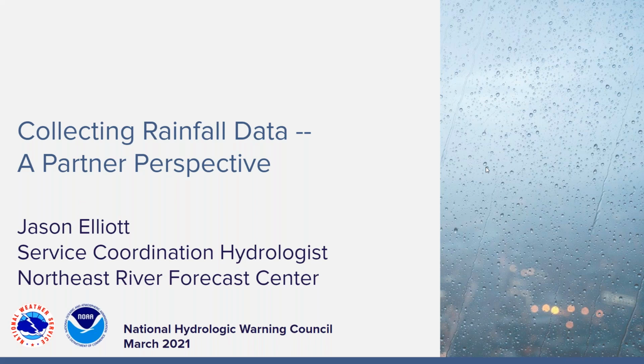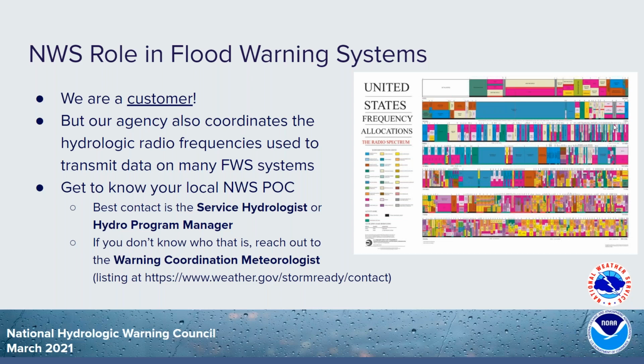And then when I'm finished, David will pick up and talk about the meat and potatoes of rainfall collection and flood warning systems and all that fun stuff. So ultimately, as I said a second ago, the Weather Service is a customer of a flood warning system. We're relying on the data for a number of purposes, but the reason we're most involved and we ultimately require access to the data is that our agency coordinates the hydrologic radio frequencies that a lot of the flood warning systems use to transmit their data out.